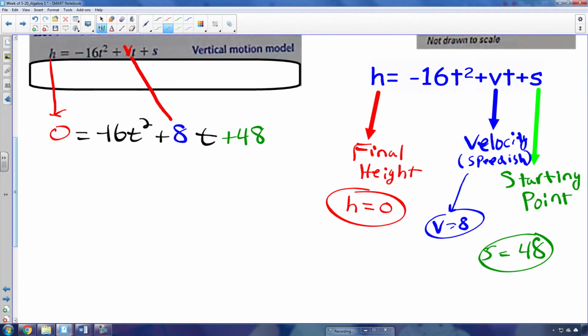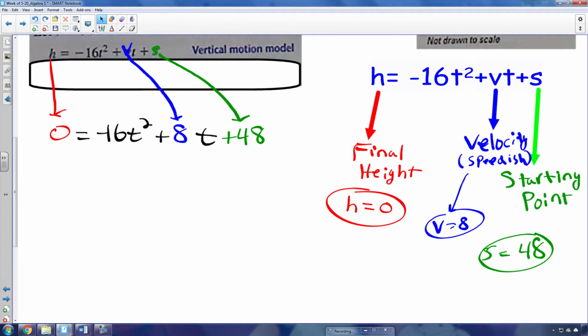We are ready to, oops, sorry, that should have been in blue. We are ready to solve this equation. So velocity is here, initial velocity, and then starting point is here, 48. So does everybody understand what we've done?